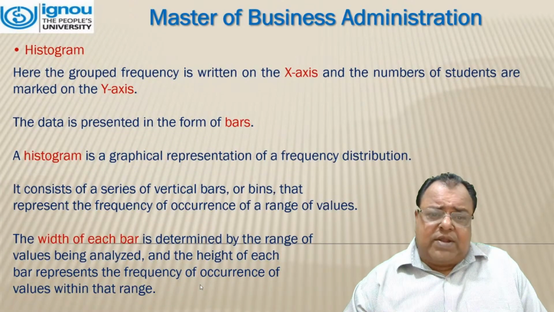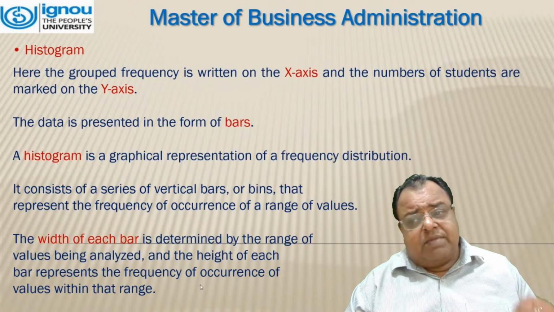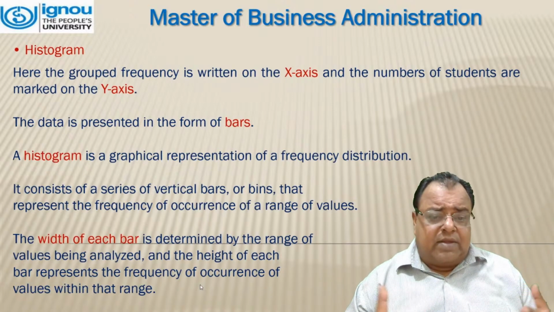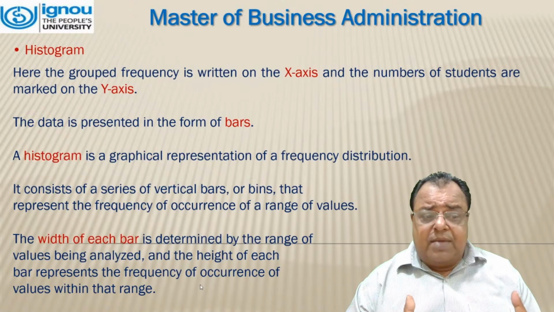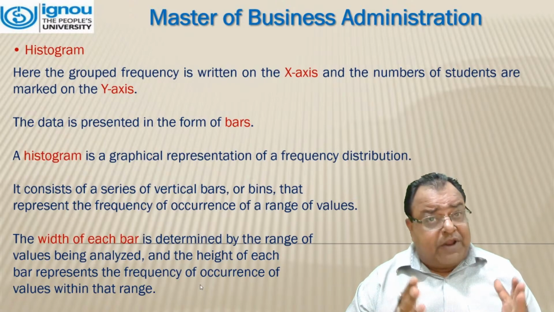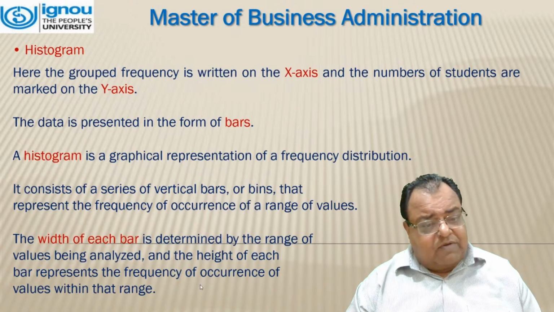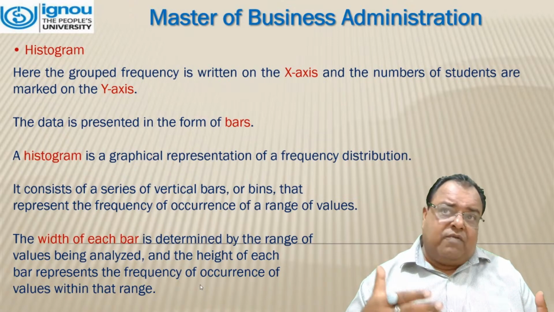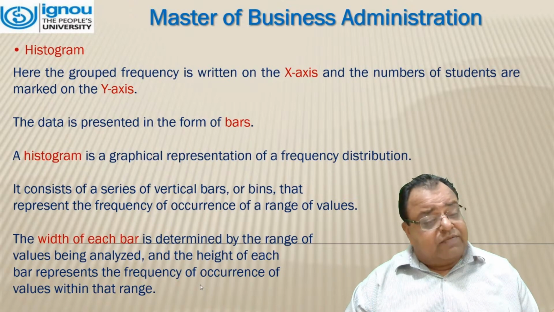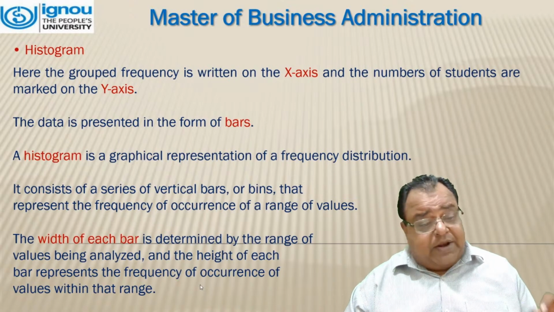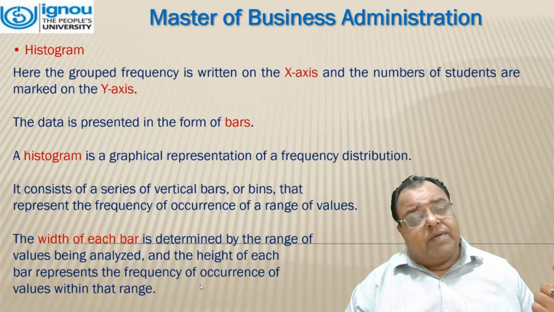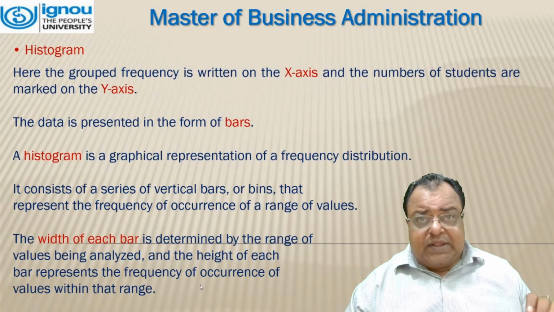Then comes your histogram. Here, the group frequency is written on the x-axis and the number of students is marked on the y-axis, that's the vertical axis. The data is represented in the form of bars. A histogram is a graphical representation of frequency distribution. It consists of a series of vertical bars or bins that represent the frequency of occurrence of a range of values. The width of the bar is determined by the range of values being analyzed, and the height of each bar represents the frequency of occurrence within that range.